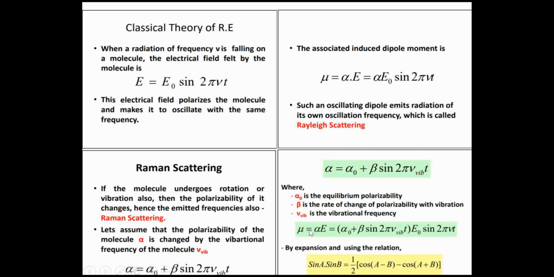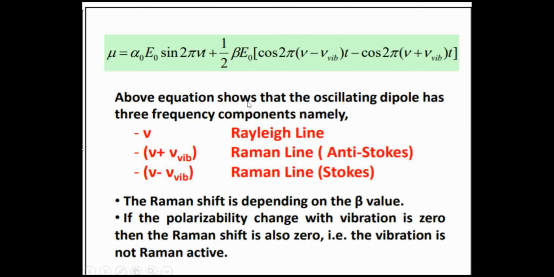So alpha is... so we will have this final equation, and if we expand out this equation, we will get this particular equation: mu equal to, in terms of 2 pi omega, 2 pi mu. So this is your no change in energy, and then these are mu minus mu vibrational and mu plus mu vibrational. So with mu minus mu, the energy is reduced, so this is Stokes, and when the energy is increased, this is anti-Stokes.